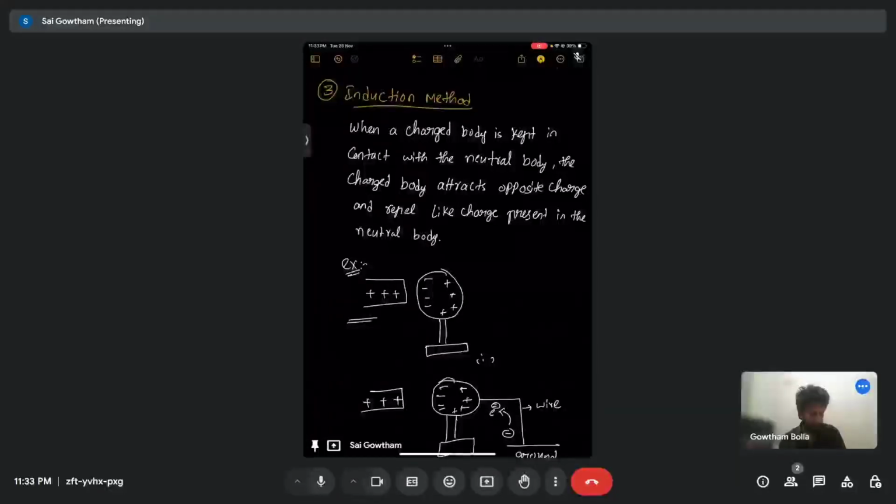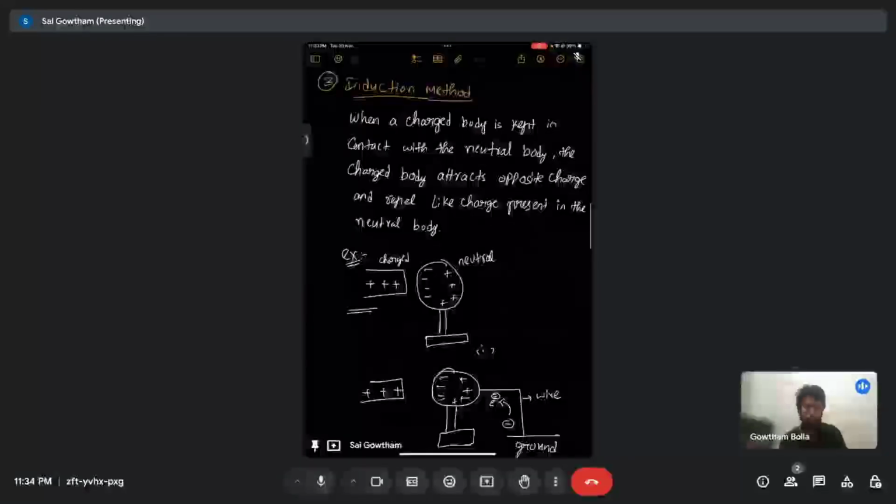Say this is a positively charged body and this is a neutral body. This positively charged body attracts the negative ions, that is electrons in the neutral body, to the nearer end, and it repels the positive or like charges, as you can see in figure 1.